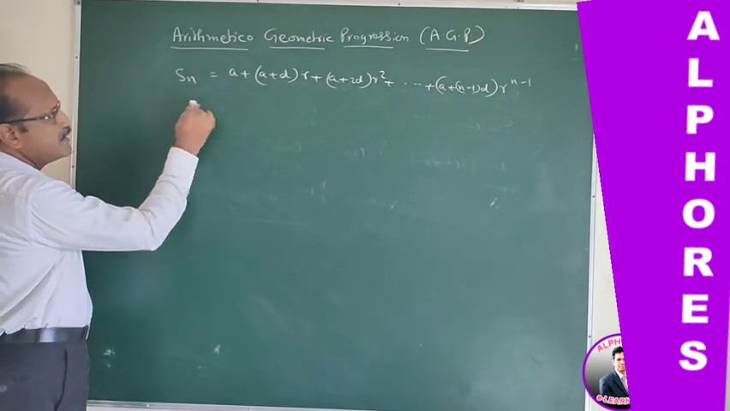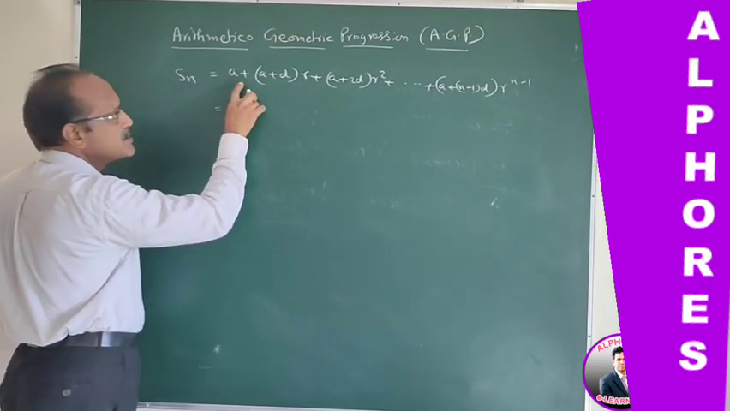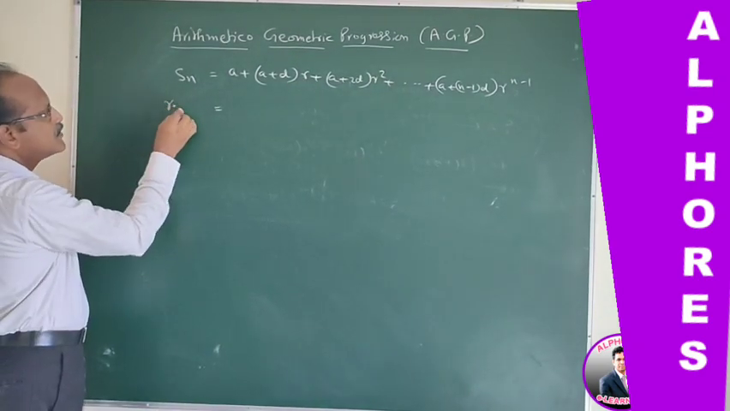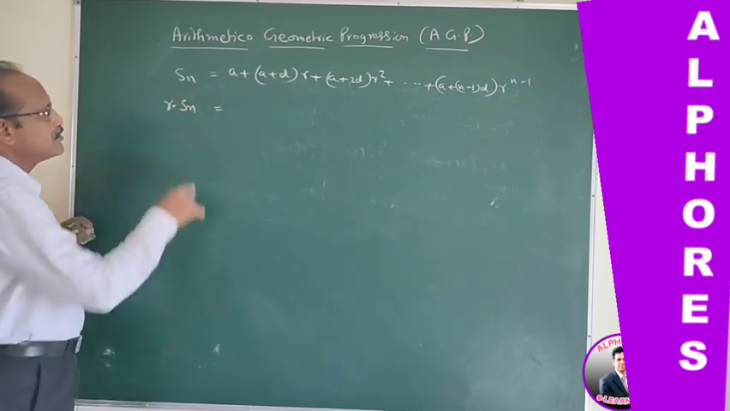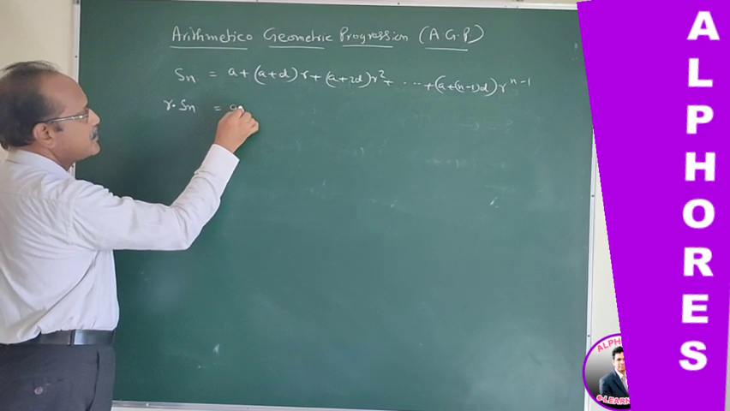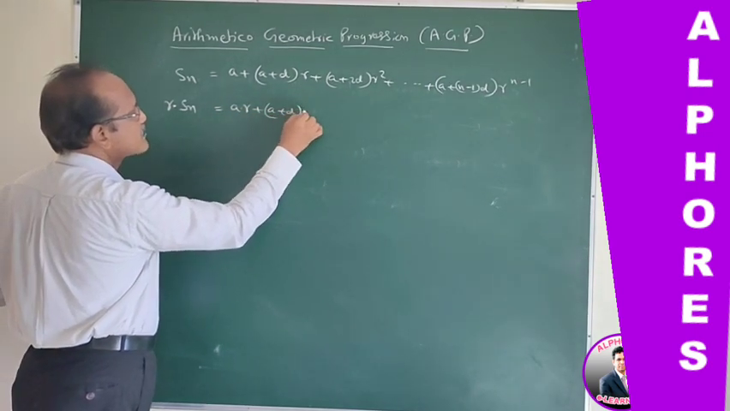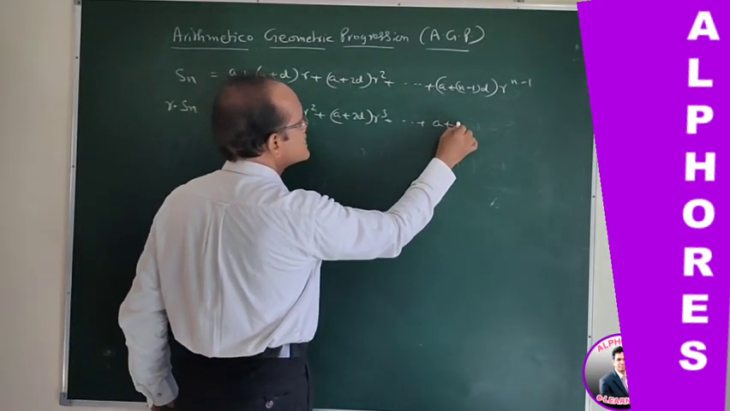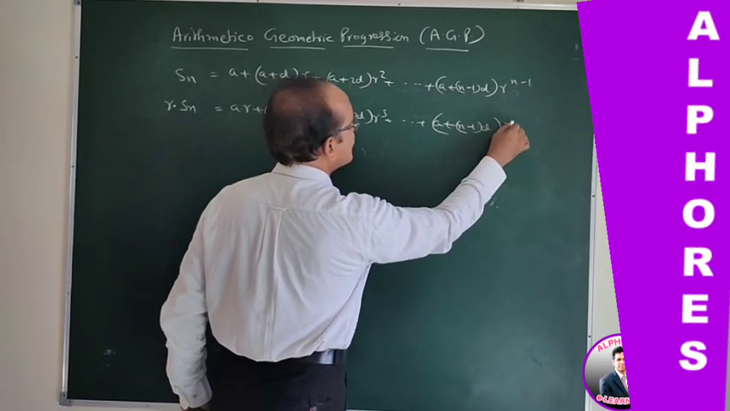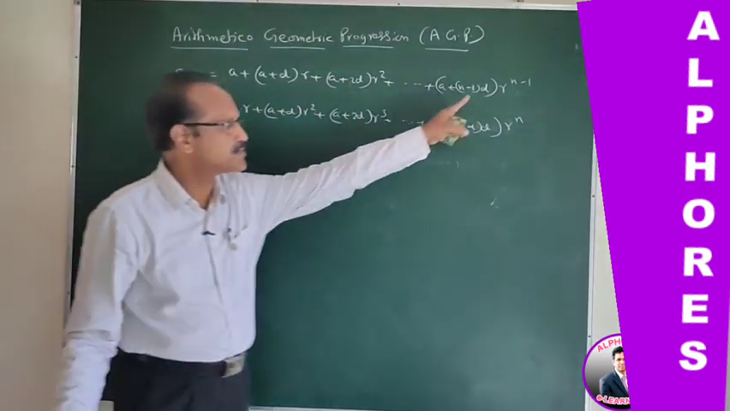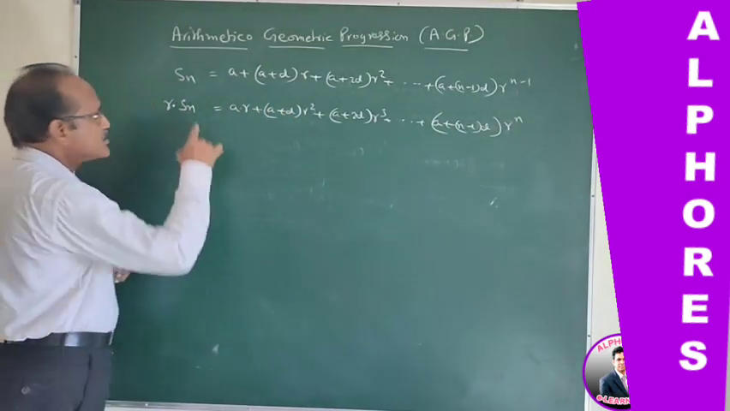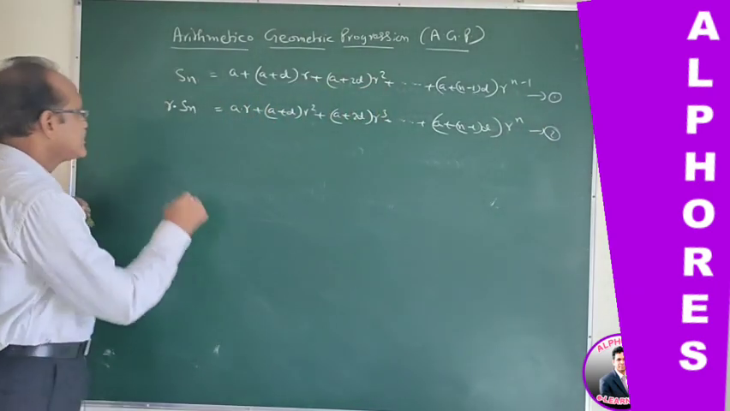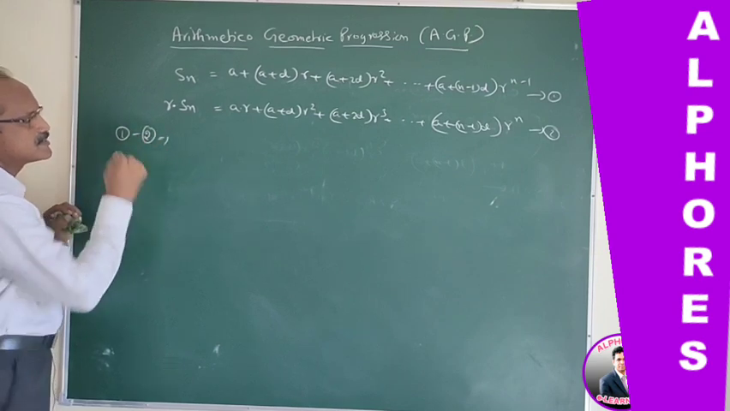Okay. Multiply the same series with the common ratio of this AGP series. The common ratio is r. I am multiplying both sides by the common ratio of the GP: r Sn equals a into r plus (a plus d) into r square plus (a plus 2d) into r cube plus so on, a plus n minus 1 into d into r power n. r power n minus 1 into r becomes r power n. Now subtract these series. Suppose this is 1 and this is 2. Then the next step is 1 minus 2.